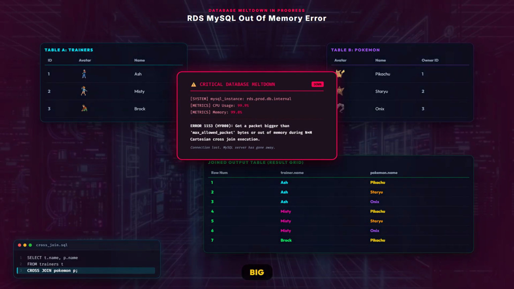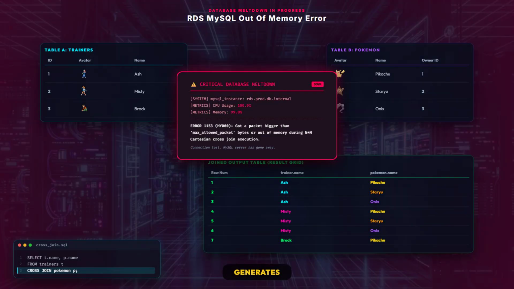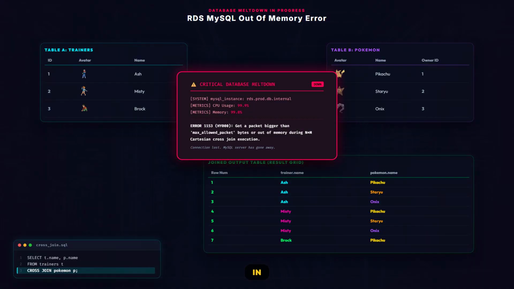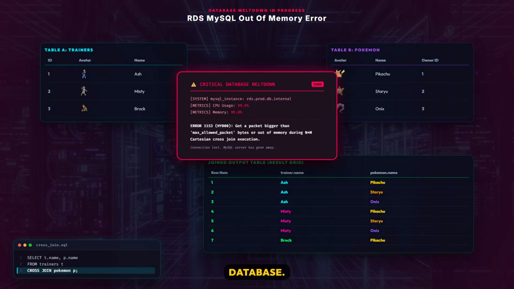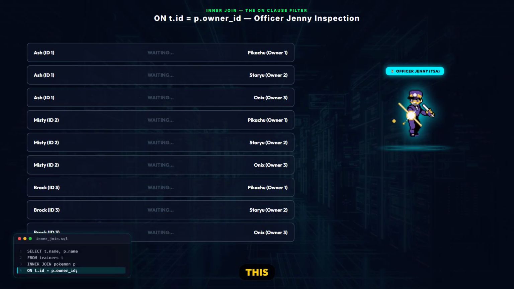9 rows isn't a big deal, but if you scale this up to 10,000 trainers and 10,000 Pokemon, well, SQL generates 100 million rows in memory, crashing your database. Obviously, Ash doesn't own Onix, so how does this actually get filtered?